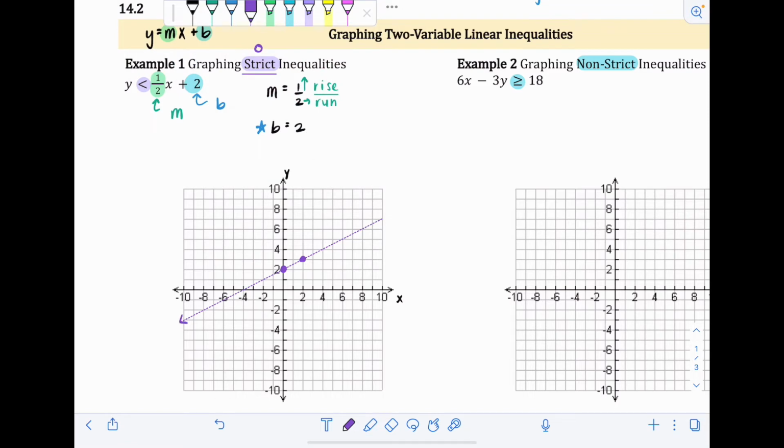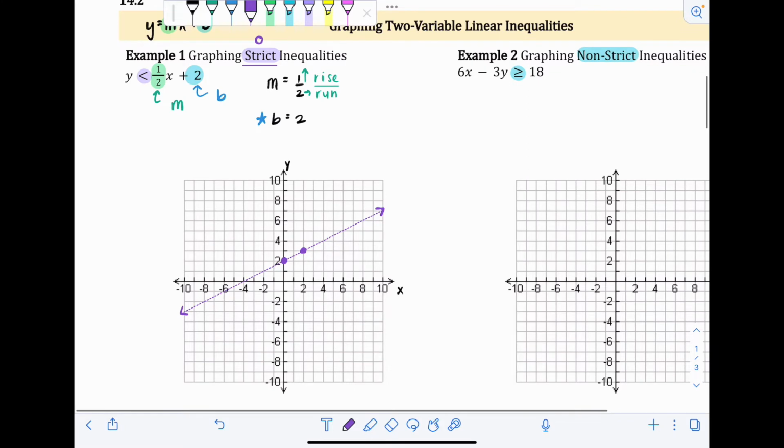But it definitely should not be solid, because it'll be solid once we get to the non-strict inequalities, and we have to be able to differentiate between the two. Okay, and if you're somebody who likes to use highlighters or different colors in your notes, this is your time. So there's one more step that we need to do.